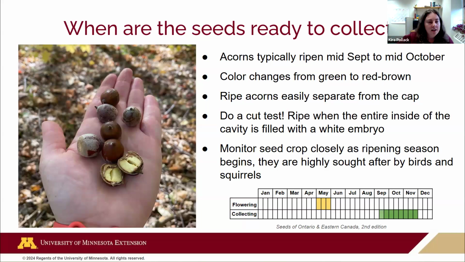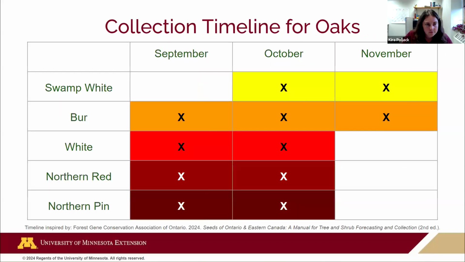We also do cut tests, and we want to make sure that the inside of the acorn has that beautiful white, yellow, creamy colored embryo that fills the entire pericarp, the shell. And obviously we want to make sure that we're paying attention because all of this can happen relatively overnight, and so we want to keep track of what's happening on a regular basis. I also wanted to compare this against some of our other oak species. So now's the time for basically all of our species except for swamp white oaks, which develop a little bit later, and then both bur and swamp white oaks can go into November.